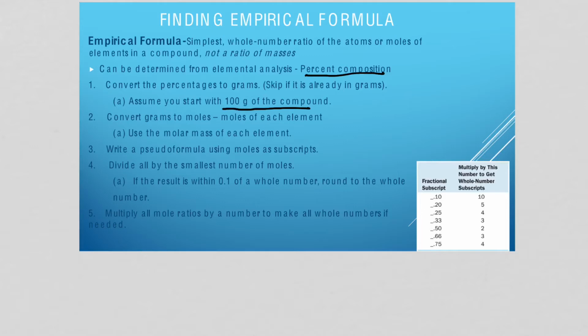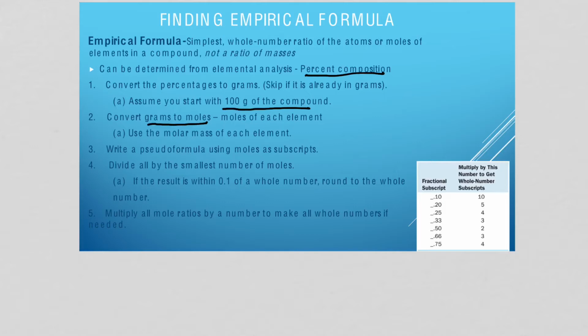So once we have our grams of each element at this point, we're going to convert those grams into moles of the element using the molar mass. So we're going to convert all of our grams of elements into moles of the element, because remember, that's what our formula is going to be based on, moles of each element.